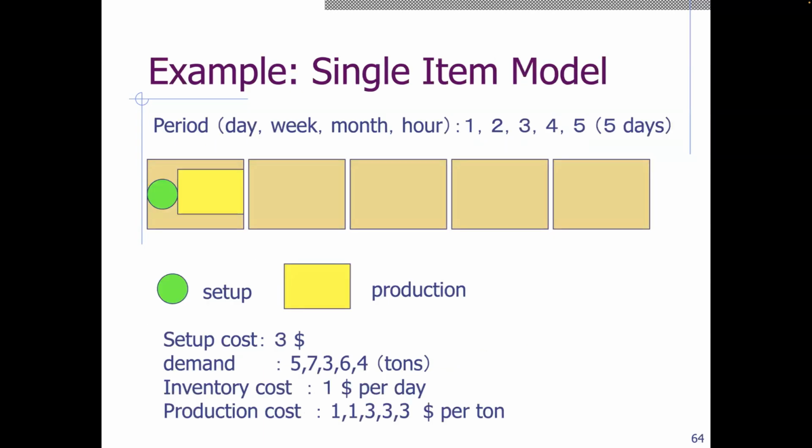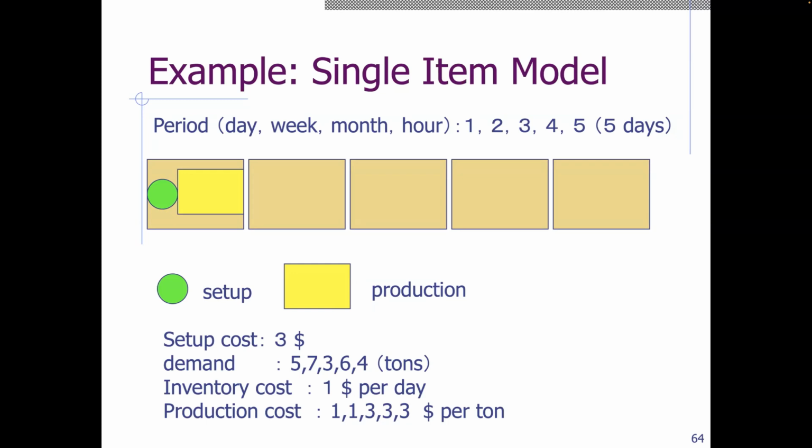I'll show a small example to clarify the lot sizing model and algorithms. Consider a 5-period problem. Here we assume the period unit is a day. These 5 rectangles represent the 5 days, say Monday, Tuesday, Wednesday, Thursday, and Friday. The setup fixed cost is $3. We cannot produce without a setup. The setup is represented by a green circle. The demand is 5, 7, 3, 6, 4 tons for each day.